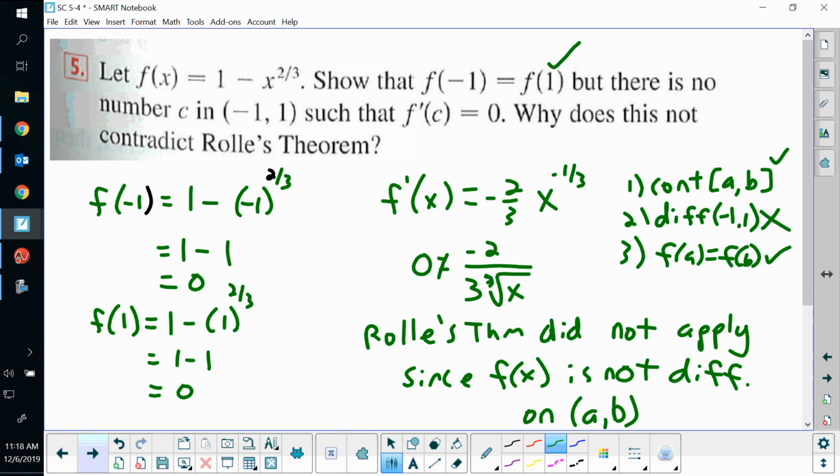Now, just from clues in the problem saying why does this not contradict, that should tell you, okay, we probably shouldn't be using Rolle's theorem to begin with. So check those initial conditions.